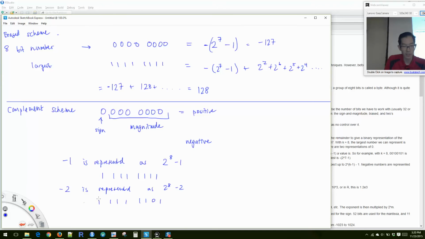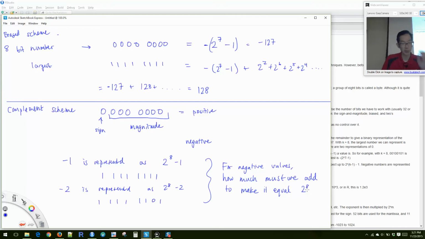You can think of it as, for negative values, what must we add to make it equal to 2 to the 8, or however many bits you have. So it's kind of the complement. 2 would be the complement to this quantity to make it 2 to the 8. And that's why this is called the complement scheme.